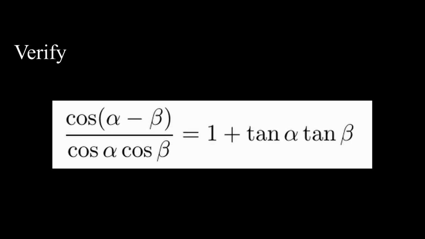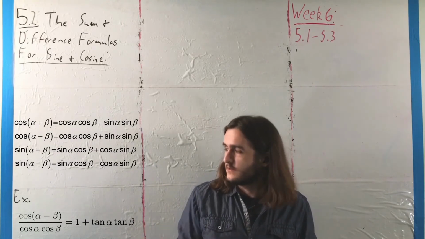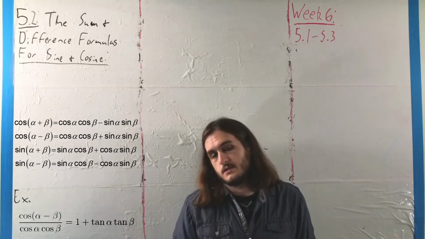So for our next example, we want to verify that cosine of alpha minus beta over cosine of alpha times cosine of beta is equal to 1 plus tangent of alpha times tangent of beta. So this is more like what we saw in 5.1, but we've got different pieces that we're going to play around with because we've got more identities to work with.